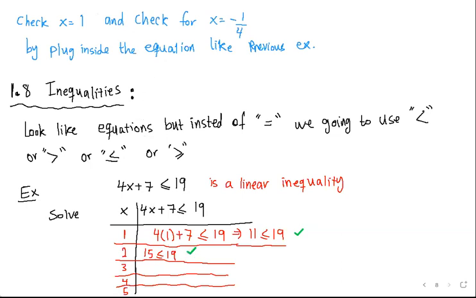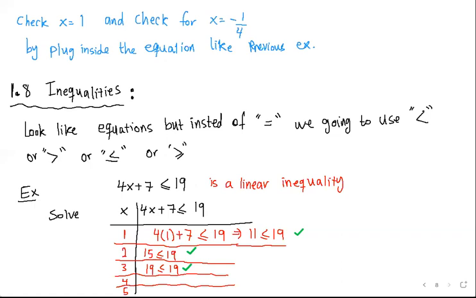What is for 3? 19 equals 19, so 19 less than or equal 19. This is true. Why? Because with less than or equal, we have equal 19. So this is a solution also for this inequality.